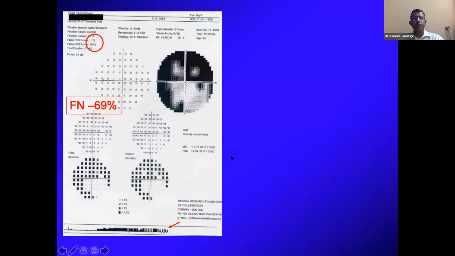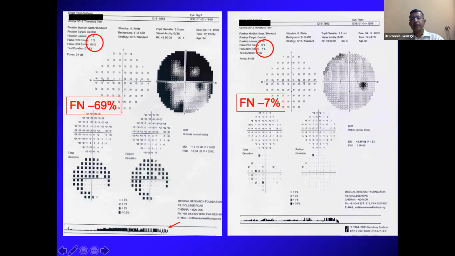So this is a type of cloverleaf test, and just look at the gaze tracking pattern. The patient is looking all over the place. We repeat it again. This time false negatives are down to 7%. Gaze tracking behavior is better, but still losing attention. And this field is absolutely normal. So in order to be able to confirm a visual field, you need to be able to repeat it. And don't forget that there is a learning curve on visual fields, and most of our glaucoma patients will have some amount of learning effect.